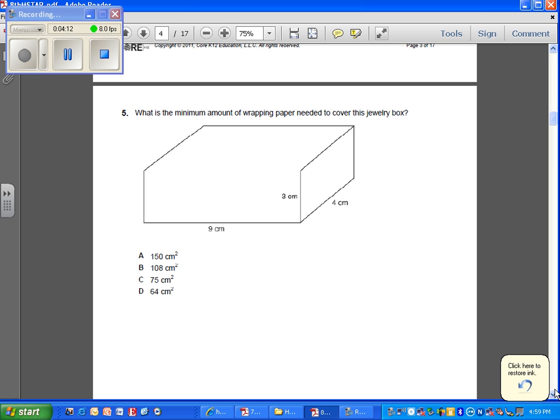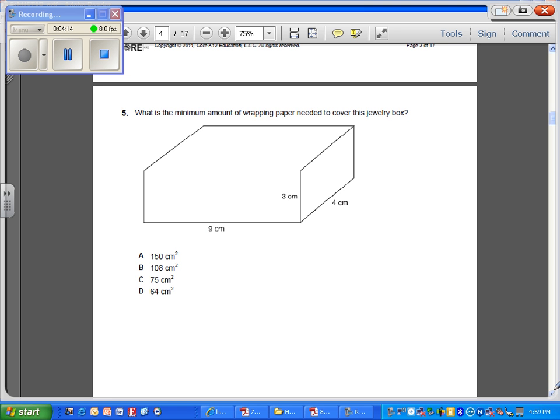What's the minimum amount? I'm not sure why on this page this isn't showing up right here, but it is on yours. What is the minimum amount of wrapping paper needed to cover this jewelry box? All right, first of all, wrapping paper is surface area. So I'm going to find the surface area of each individual side and then multiply those by 2, because I know there's one on the opposite side of that face for each one of those dimensions.